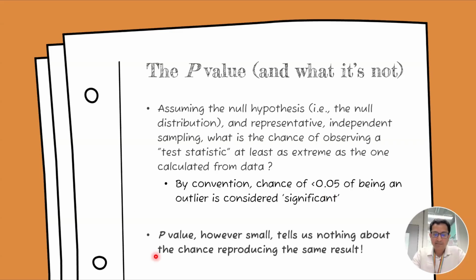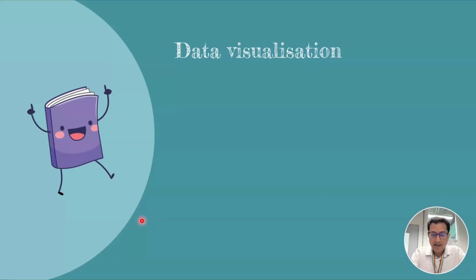But remember that this tells you nothing about the chance of reproducing the same result if the entire experiment is repeated by someone else. And this is why you need power analysis, so that someone else, when they repeat this, will also see the same small p-value if that is the true result. So with that in mind, we can move on to data visualization and the R package that I've created to make a lot of this a little bit easier.